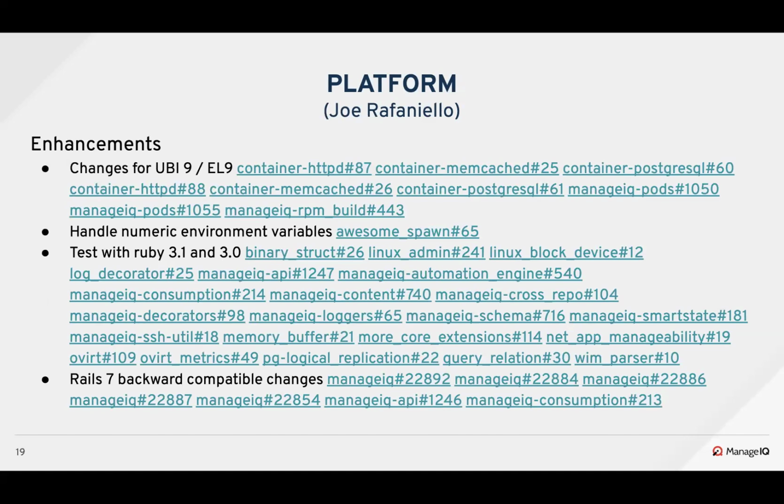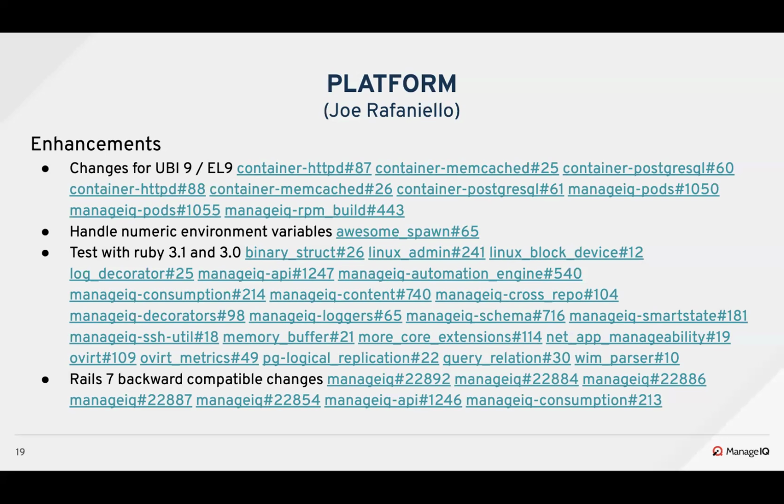Thanks, Adam. For platform enhancements and improvements this sprint, starting with moving to UBI 9 and EL9, Brandon updated the CI for building the container images in the container repositories. He changed it to switch to using the EL branches and not master. He also fixed CI to push the correct image tags to include the OS version. And finally, he upgraded the operator and repo manager for use with UBI 9 and EL9. Next, Keenan added support for using numeric values in environment variables in Awesome Spawn by converting them to strings.